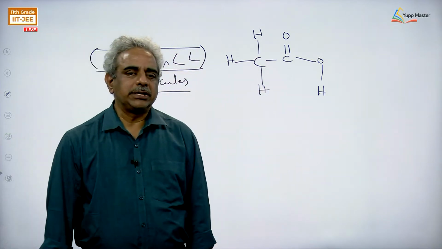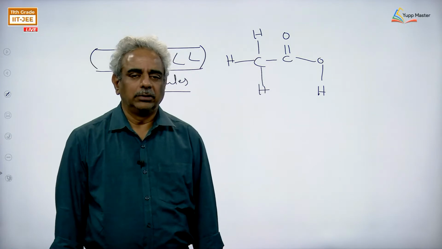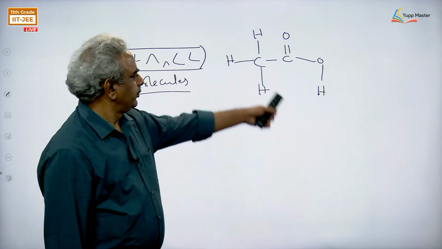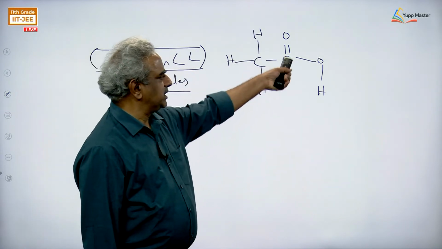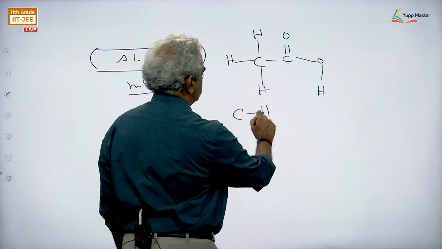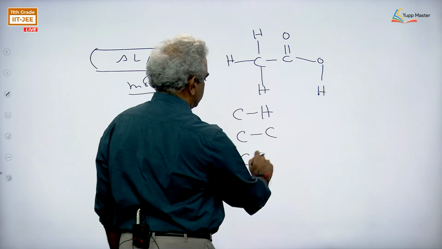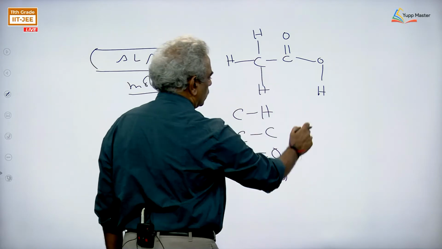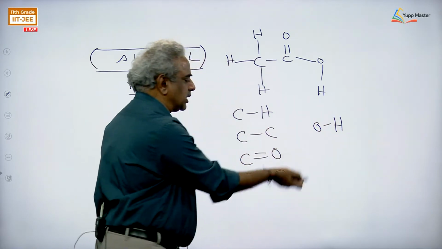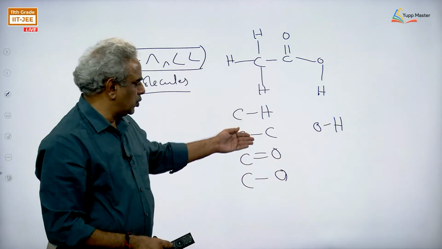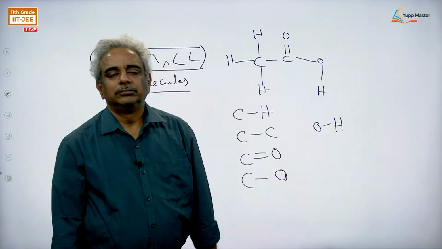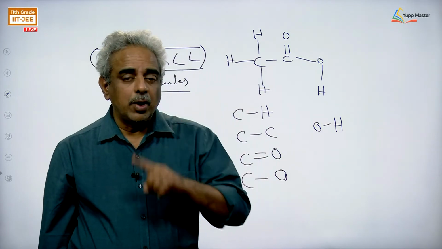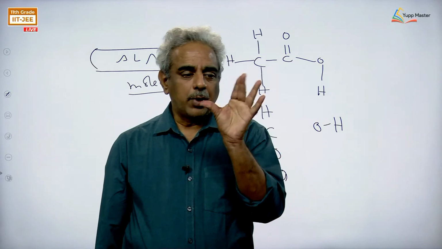Acetic acid, CH3COOH, very famous, you must be knowing. What does this contain? Bonds. CH bond, CH bond, CH bond, CC bond. You have CH bonds, CC bonds, C double bond O, C single bond O, and you have got an OH bond. See how many varieties of bonds there are? 1, 2, 3, 4, 5. Different varieties of bonds are there. Molecules contain bonds, so the bonds would vibrate.